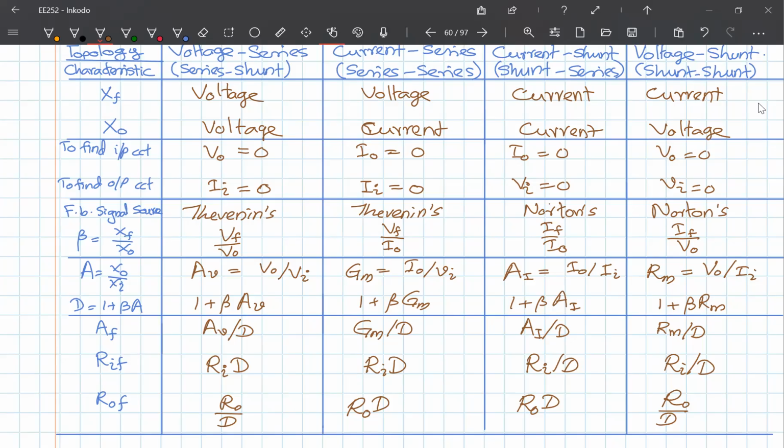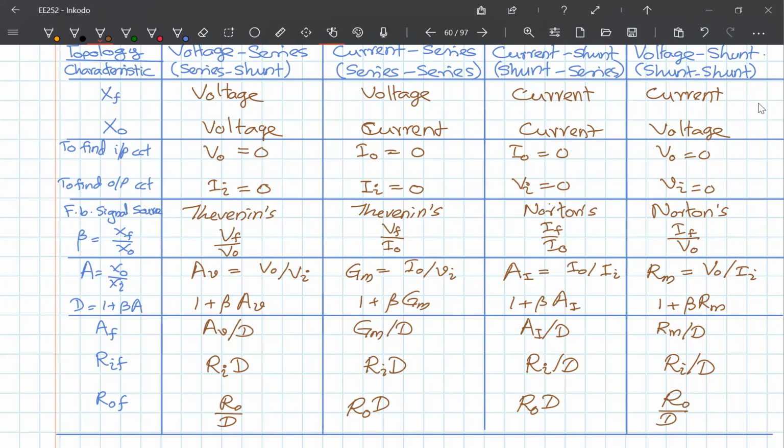To find the input circuit, remember, the output has to be made 0. Output made 0 means that if the output is a voltage, you make the output voltage 0 by short circuiting the output. If the current is the output, in order to make it 0, you open circuit the output.